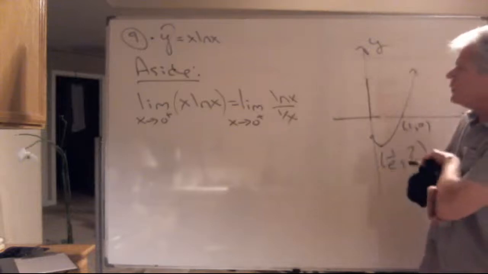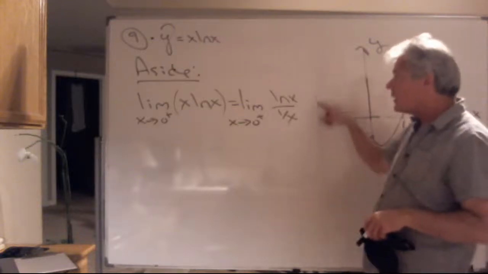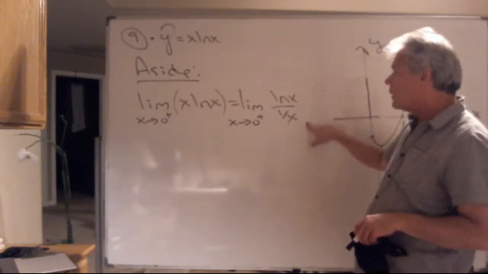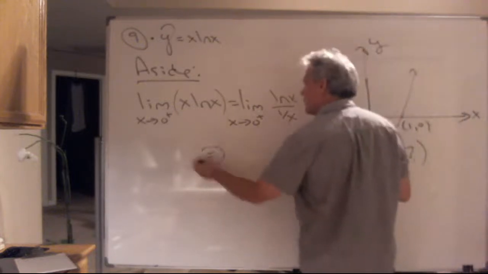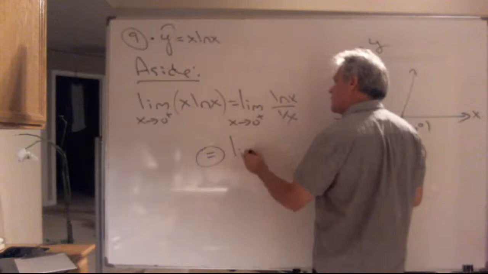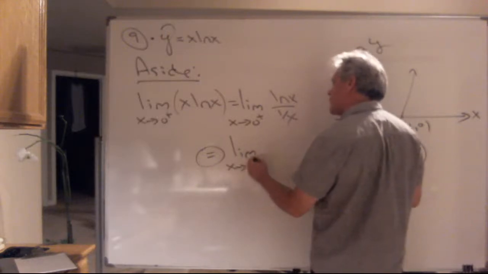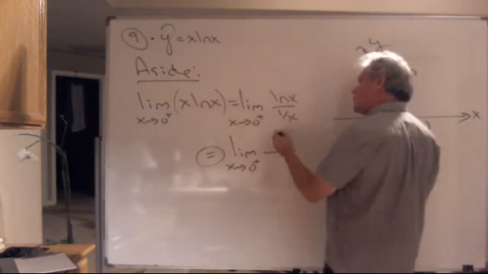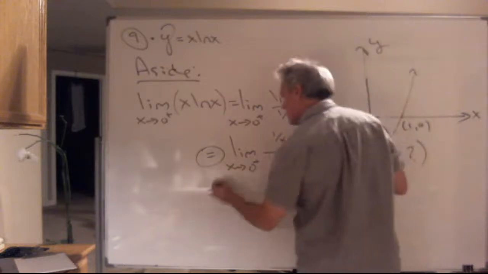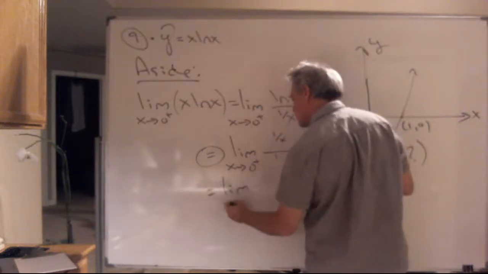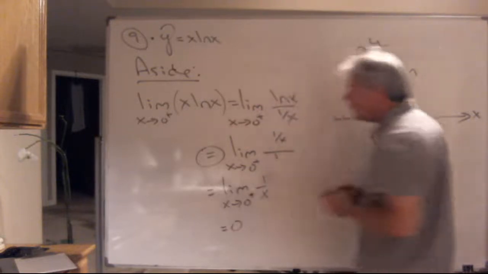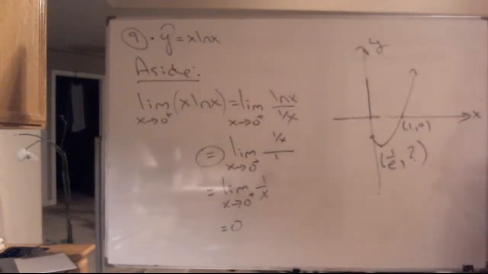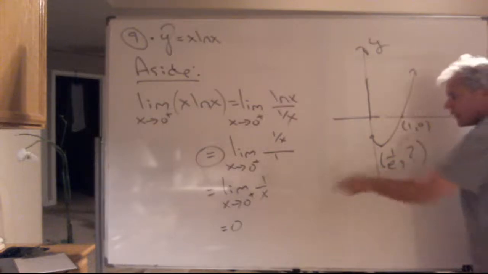Now, as x approaches 0 from the right-hand side, as I suggested, I get a negative infinity over infinity situation. So applying L'Hopital's rule, that gives me the limit as x goes to 0 from the right-hand side of the ratio of their individual derivatives. But what that really tells me about the graph is that as x approaches 0 from the right-hand side, the y values go to 0.